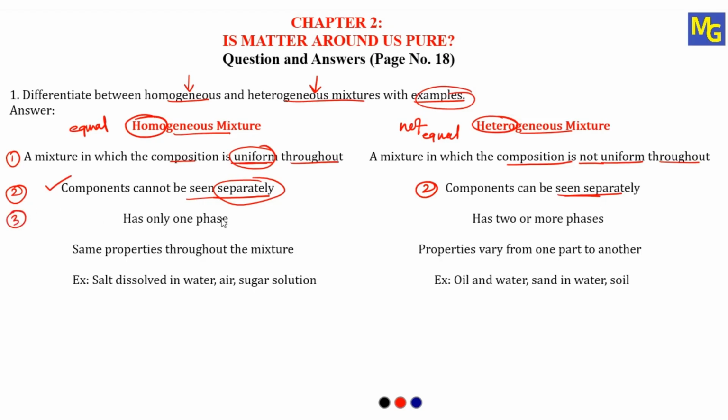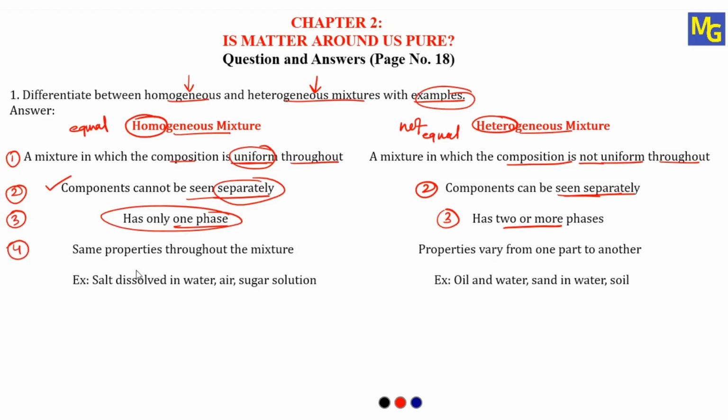Third one, that is about phase. In homogeneous, all will have one phase. Like there are phases called solid, liquid and gaseous. Whatever components we are mixing in homogeneous, all will mix and they will show one phase, either solid or liquid or gas. But in heterogeneous, as I told, they will not mix together. Their composition is non-uniform and we can see them separately, and therefore you can see two or more phases. You can see solid as well as liquid. You can see solid as well as gas. And even if there are two liquids, we can separate those two liquids very easily. This is all about heterogeneous mixture.